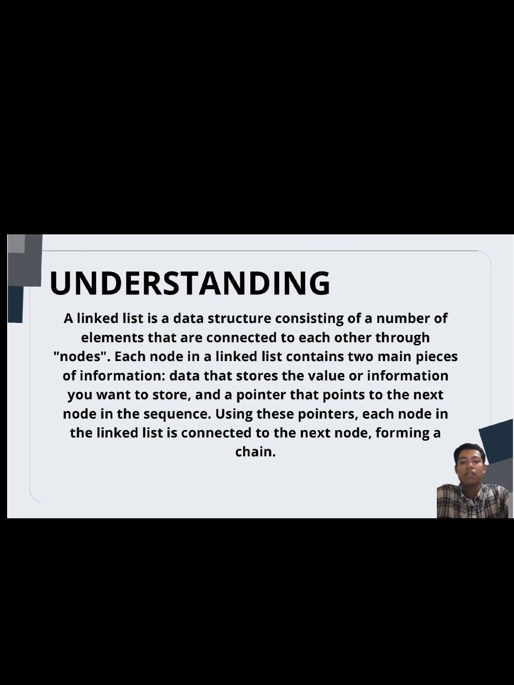Understanding. A linked list is a data structure consisting of a number of elements that connect to each other through nodes. Each node in a linked list contains two main pieces of information: data that stores the value of the information you want to store, and a pointer that points to the next node in the sequence. Using the pointer, each node in the linked list is connected to the next node to form a chain.